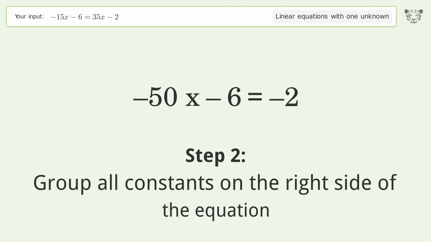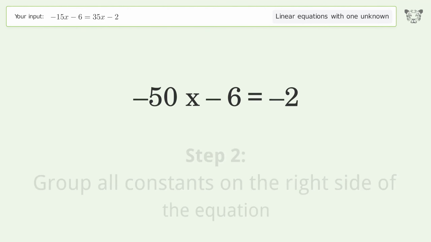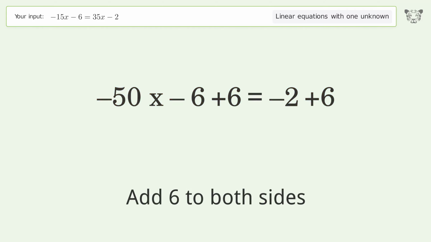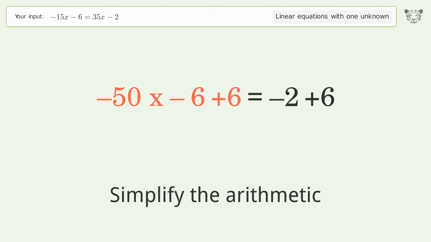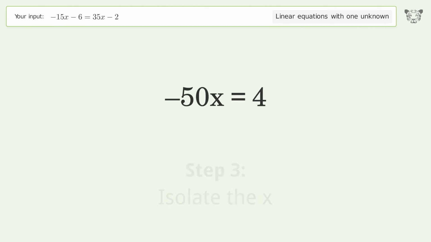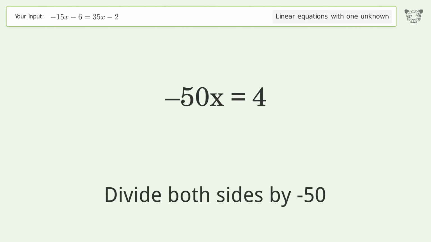Group all constants on the right side of the equation. Add 6 to both sides. Simplify the arithmetic. Isolate the x. Divide both sides by -50.